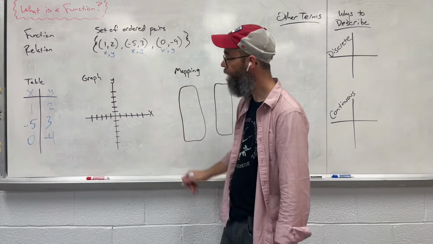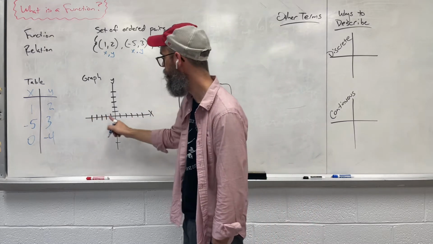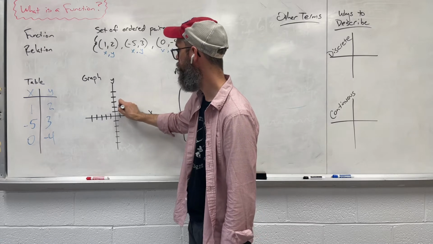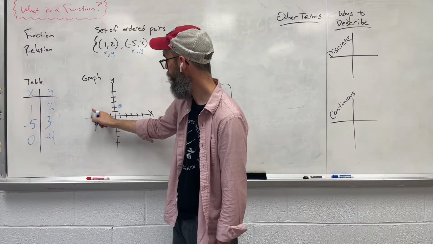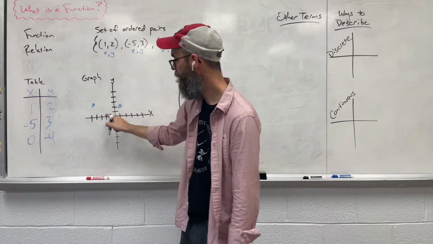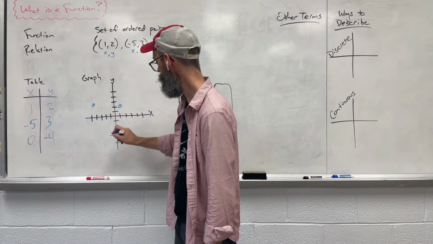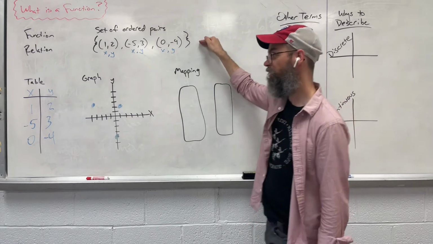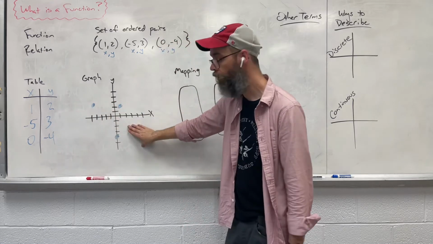I could also put this information on a graph. When we graph, we always move left and right with the x, and then up and down with the y. So I want to go to the right 1 and up 2. I want to go backwards 5 spots. I want to go up 3. And lastly, I want to go left and right 0, but then down 4. So, a set of points: I could put them on a table, and I could take that table and turn it into a graph.